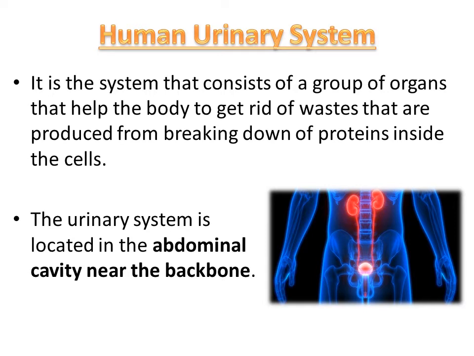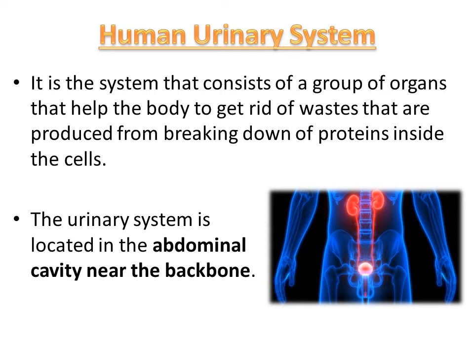So again, one more time, what is the urinary system? The urinary system consists of a group of organs that help the body to get rid of or remove the wastes that are produced from breaking down of proteins, which are called the nitrogenous wastes, and some of the excess salts. Okay, do you have to memorize this definition? You should know it just to understand, and when you read it and you understand it, you can easily answer the question: what is the urinary system?